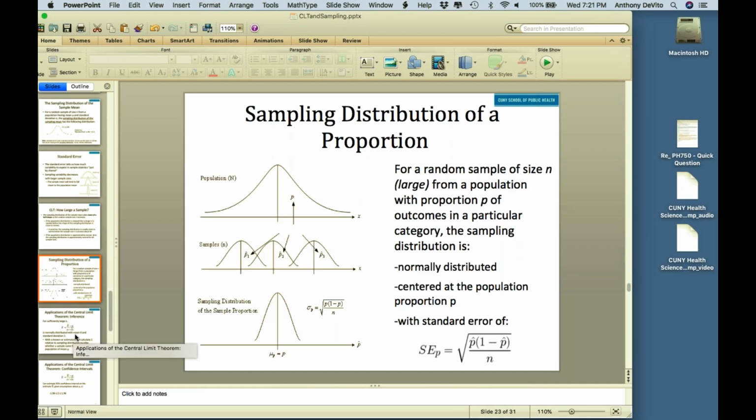Okay, we can do the same thing with proportions. Why would I want to do that with proportions? Remember we were talking about the binomial distribution before?